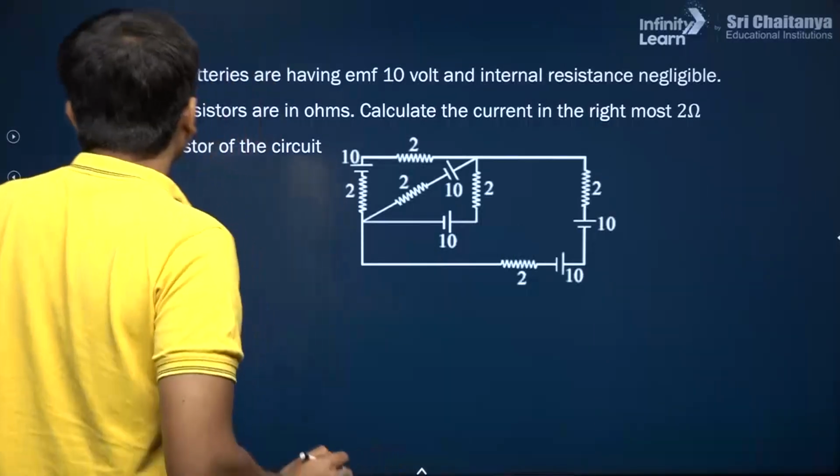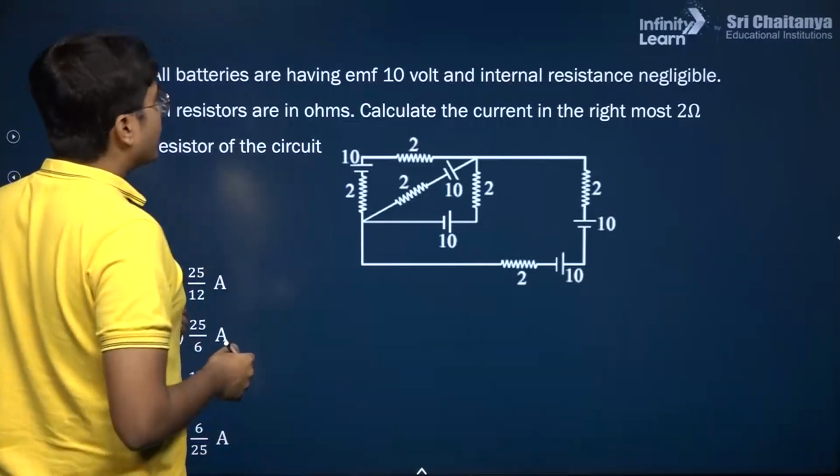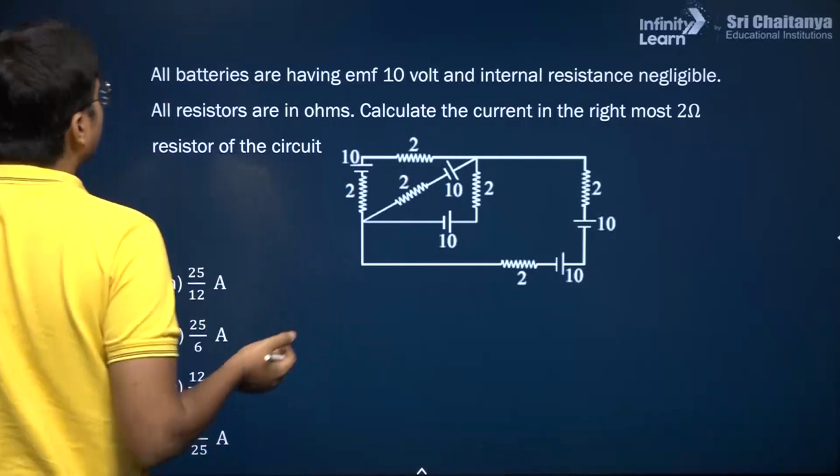Okay. Next up, it says all batteries are having EMF 10 volts and internal resistance is negligible.